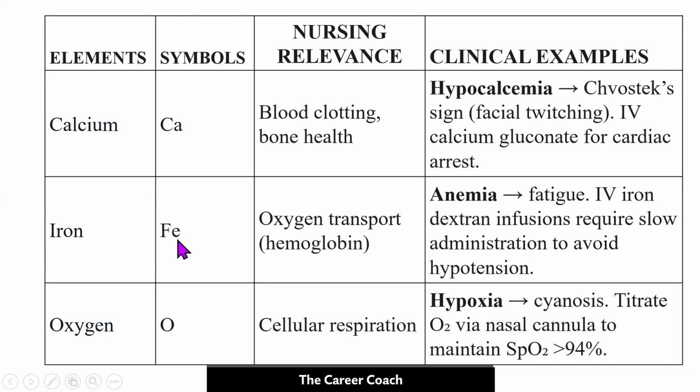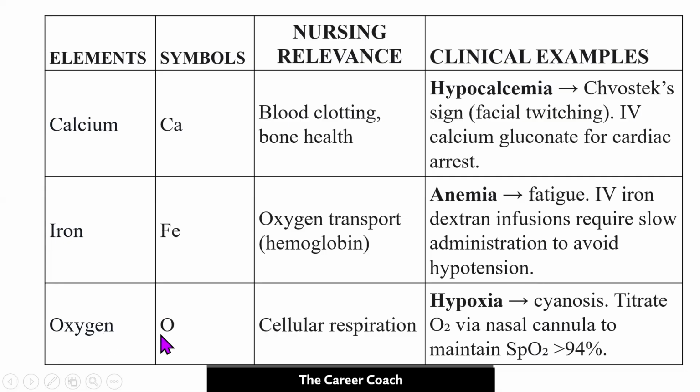Iron is given as capital letter F and small letter e written together. How is it relevant to nurses? It is concerned with oxygen transport in hemoglobin. Clinical example, anemia. Anemia, reduction of blood cells, right? If there is loss of blood cells, it will lead to fatigue. Normally, IV iron dextran infusion is usually given, administered slowly to avoid hypotension, because when there is reduced blood in the body, it will lead to hypotension.